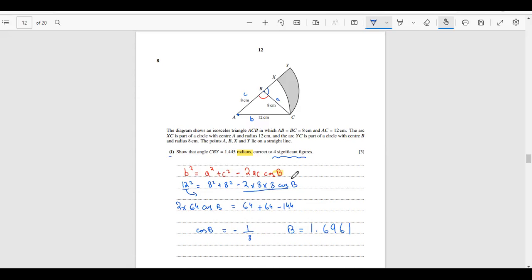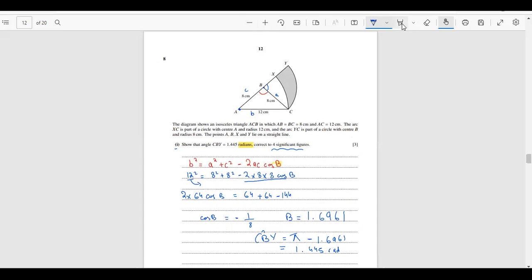Okay, because if you start rounding off things in the very beginning, our answer would be different from the examiner's answer and stuff like that. Okay, now this angle is B. To be precise, ABC. I'm interested in finding out CBY, so I will do CBY is going to be sum of angles on a straight line, pi minus this angle 1.6961, and that is going to be 1.445 radians. I need to give the final answer in radians.